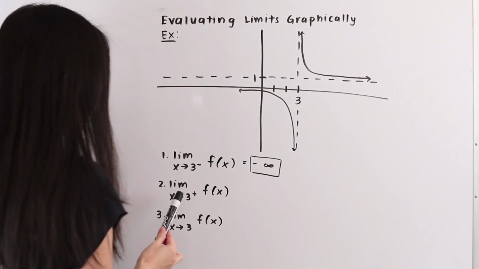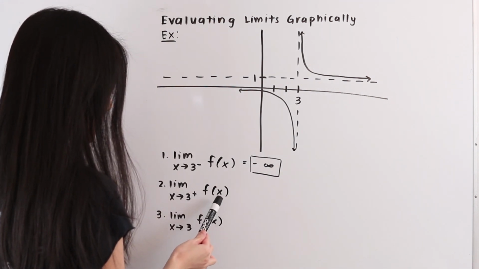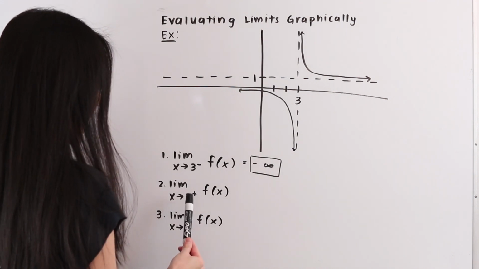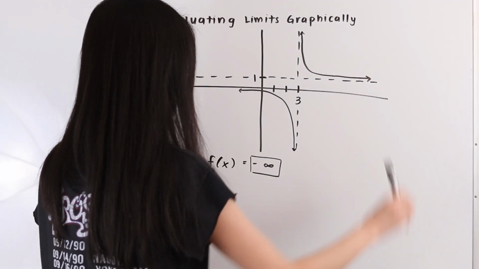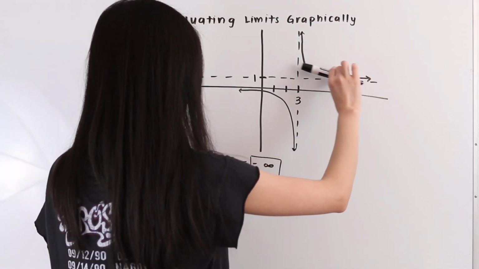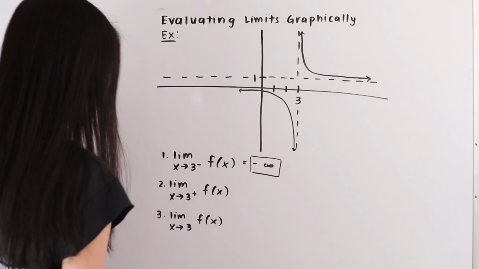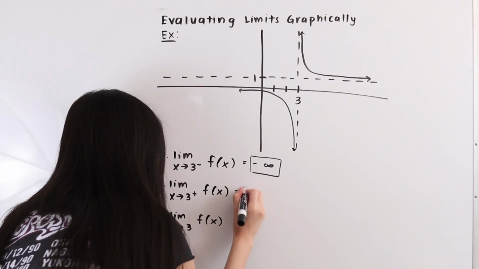In problem 2, we are asked to determine what the limit as x approaches 3 from the right of f of x is equal to. So what we're going to do here is take a look at what happens to our y values as x gets closer and closer to the number 3 from the right. We can see from our graph that as x gets closer and closer to the value of 3 from the right, our y values are getting larger and larger and approaching positive infinity. So this limit here is equal to positive infinity.